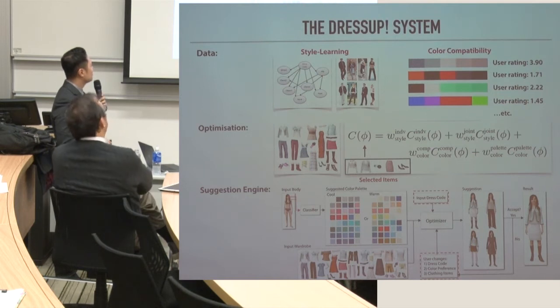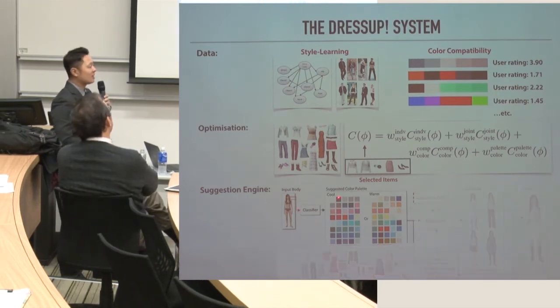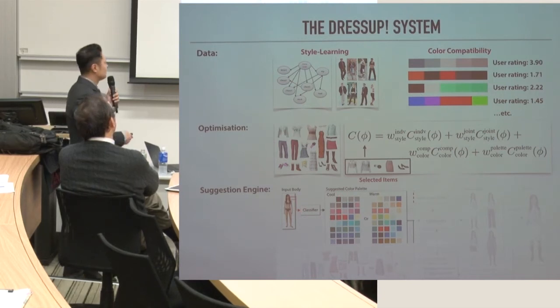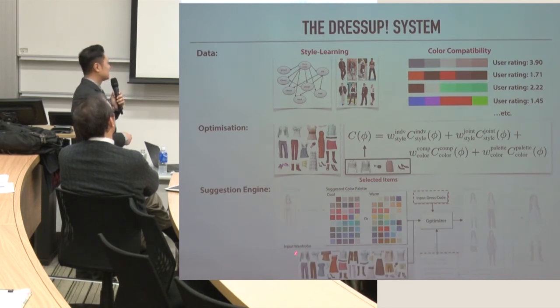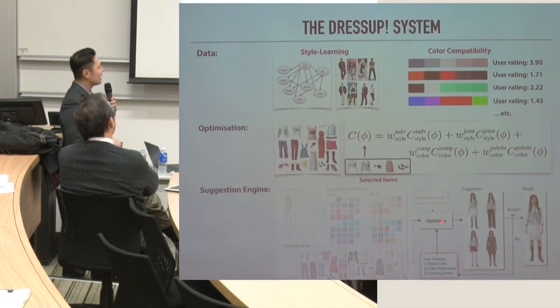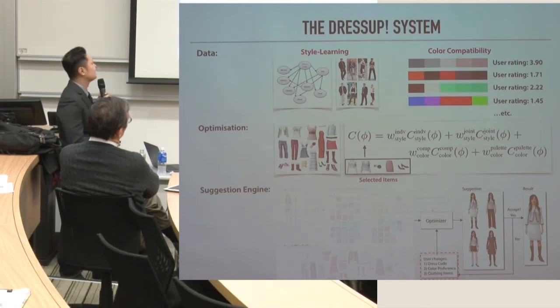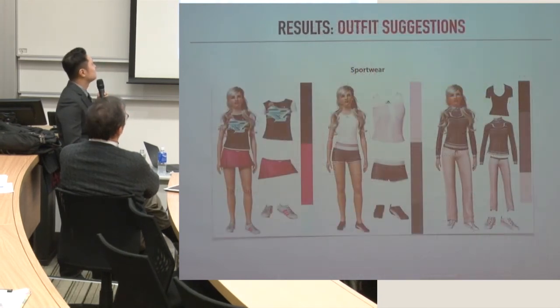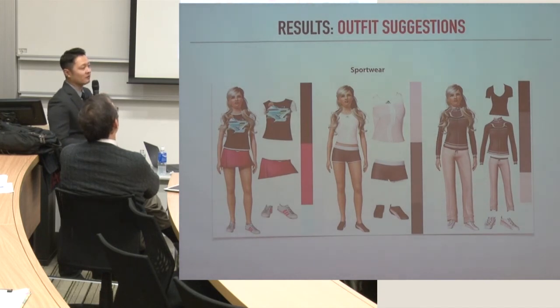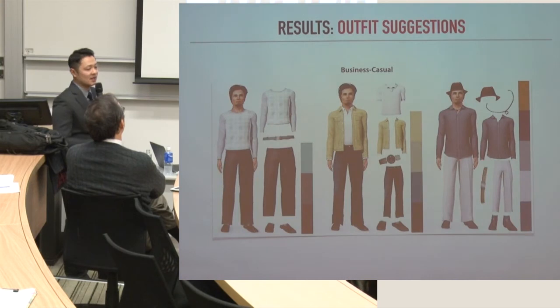So here is the suggestion engine. Given the input body, we select the eye color, body color, hair color, and then we will classify whether you fit cool or warm color tone. Then you have your design dress code and a set of input wardrobe items. Then our optimizer will iteratively update to give you different suggestions. During the time, the users may change the dress code, color preference, or clothing items, but then we will suggest new combinations for them until she or he feels satisfied. So here's some outfit suggestion for sportswear for women, for business casual for men.